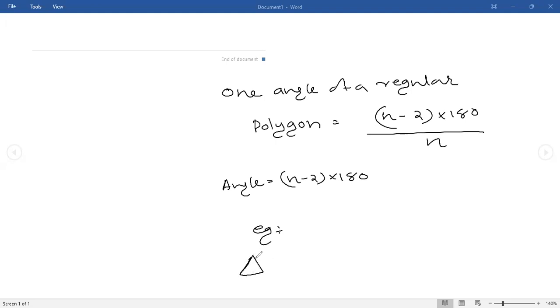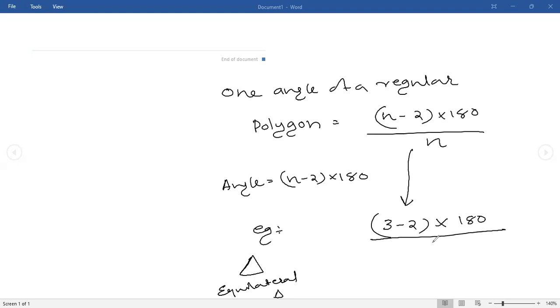For example, in the case of a triangle, if all the sides are equal, it is an equilateral triangle. Applying this value, n is 3, so 3 minus 2 into 180 divided by 3, that is 1 into 180 divided by 3, which is equal to 60. So if a triangle is equilateral, all the angles will be 60 degrees.